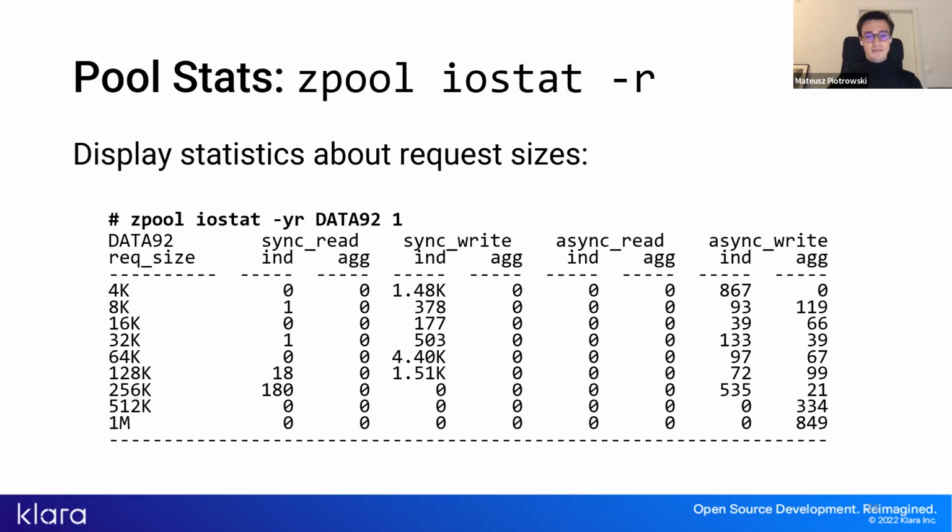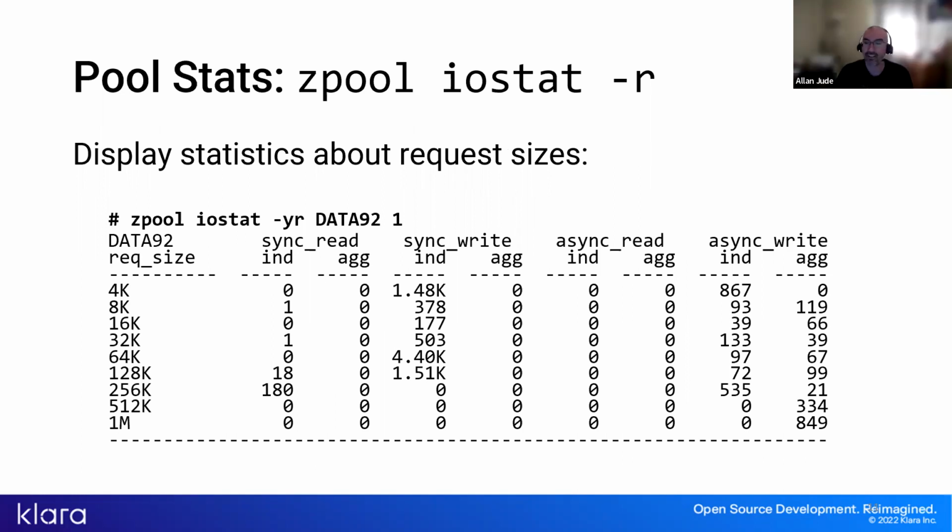And then zpool iostat has different modes that you can activate with different flags. For example, we have the -r flag, which can be used for displaying statistics about request sizes. And that's how it looks.